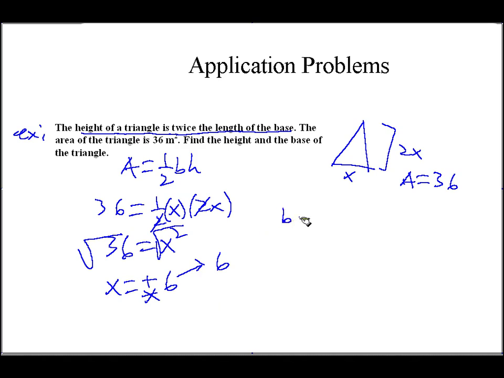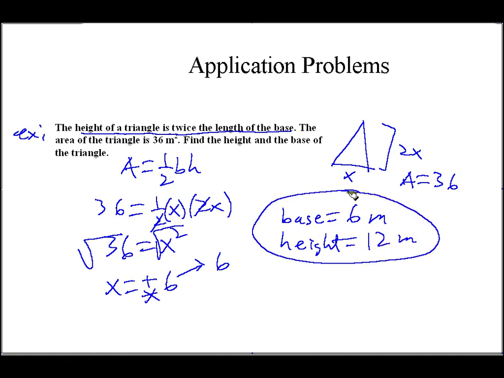In other words, we're saying the base of this triangle is just going to be positive 6 meters, and the height of this triangle is going to be twice that, which is going to be what? 12 meters. Can we see that? So this is the solution we're looking for in this problem here. All right? Let's go ahead and try another one here.